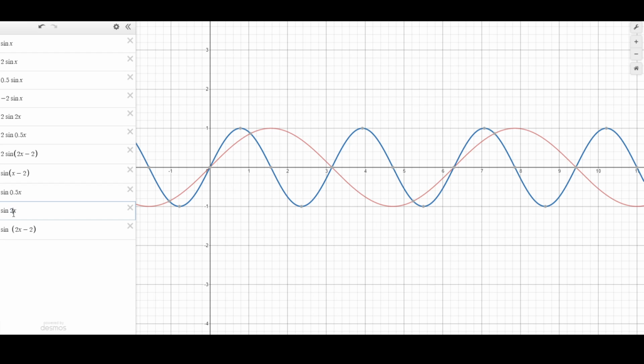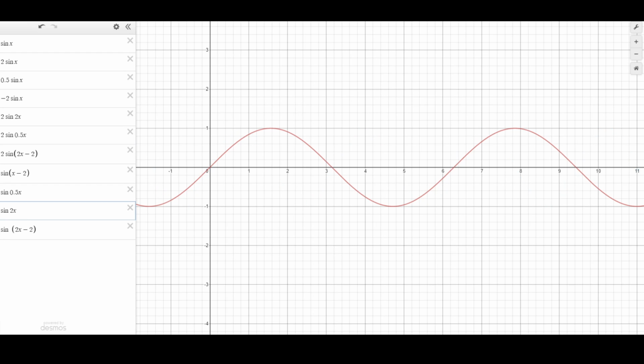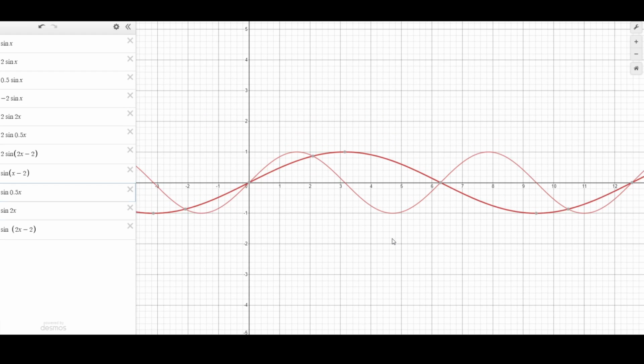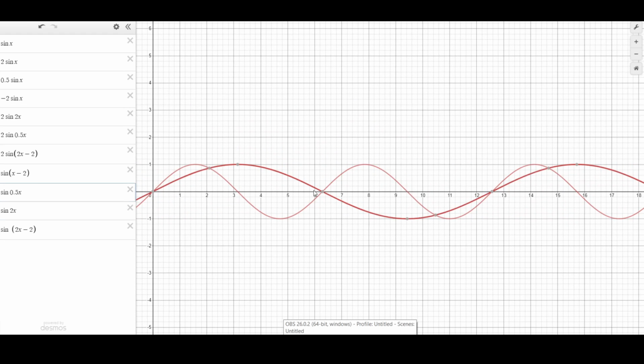We have a convention for this in the standard form. This is called b. So that would be 2 pi over b here, which is 2. Okay, so that is how you modify the period. What if we multiply by a number less than 1, let's say 0.5? As you can see, if we divide 2 pi by 0.5, we get 4 pi, right? So the period is doubled from 2 pi to 4 pi.